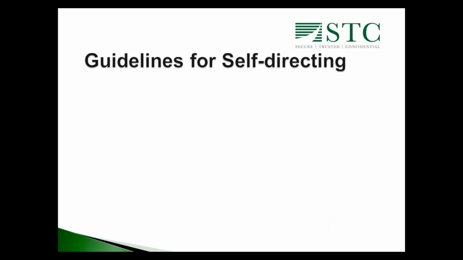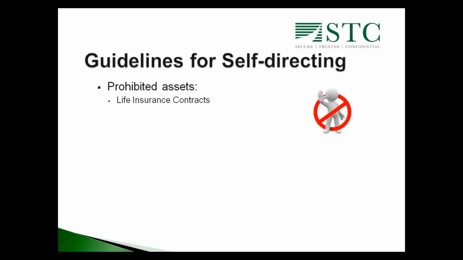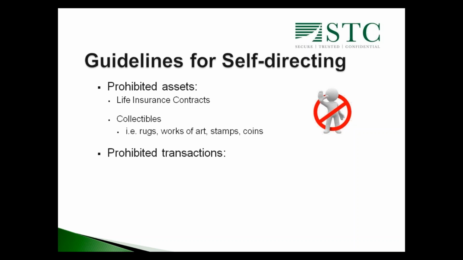Now, there are some additional guidelines that relate to retirement account investing, in that there are some assets that are prohibited. You may not invest in life insurance contracts or in collectibles. And collectibles are things like rugs, works of art, stamps, like a stamp collection, coins, a coin collection. Collectibles are not permitted. There are also some transactions that are not allowed.